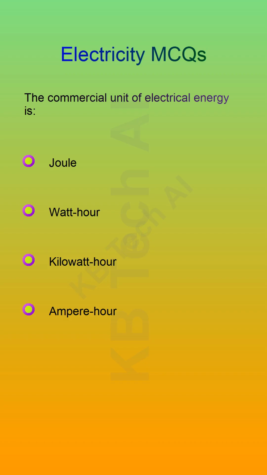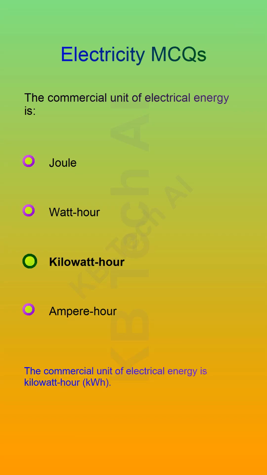The commercial unit of electrical energy is option 1, joule, option 2, watt-hour, option 3, kilowatt-hour, option 4, ampere-hour. The answer is option 3, kilowatt-hour.